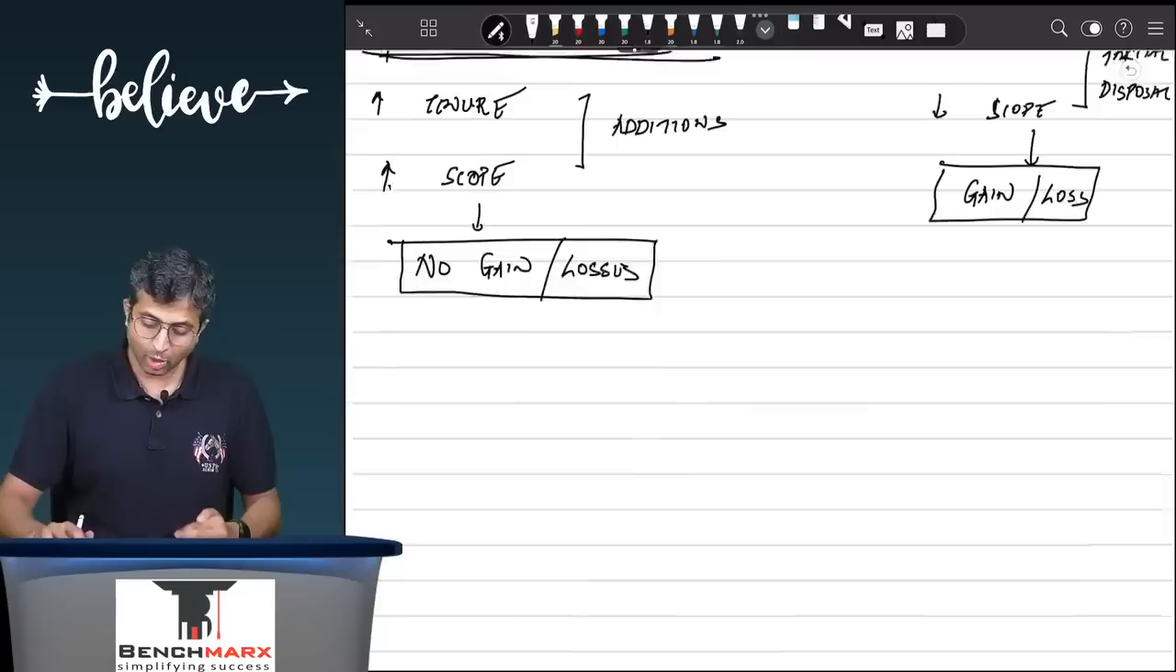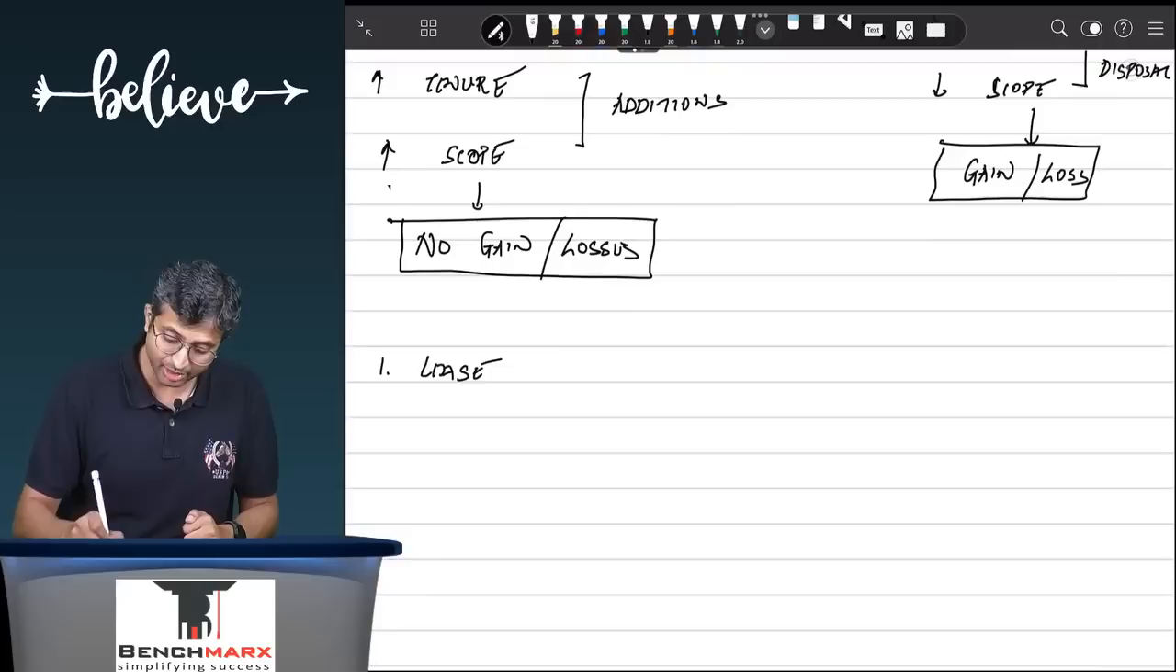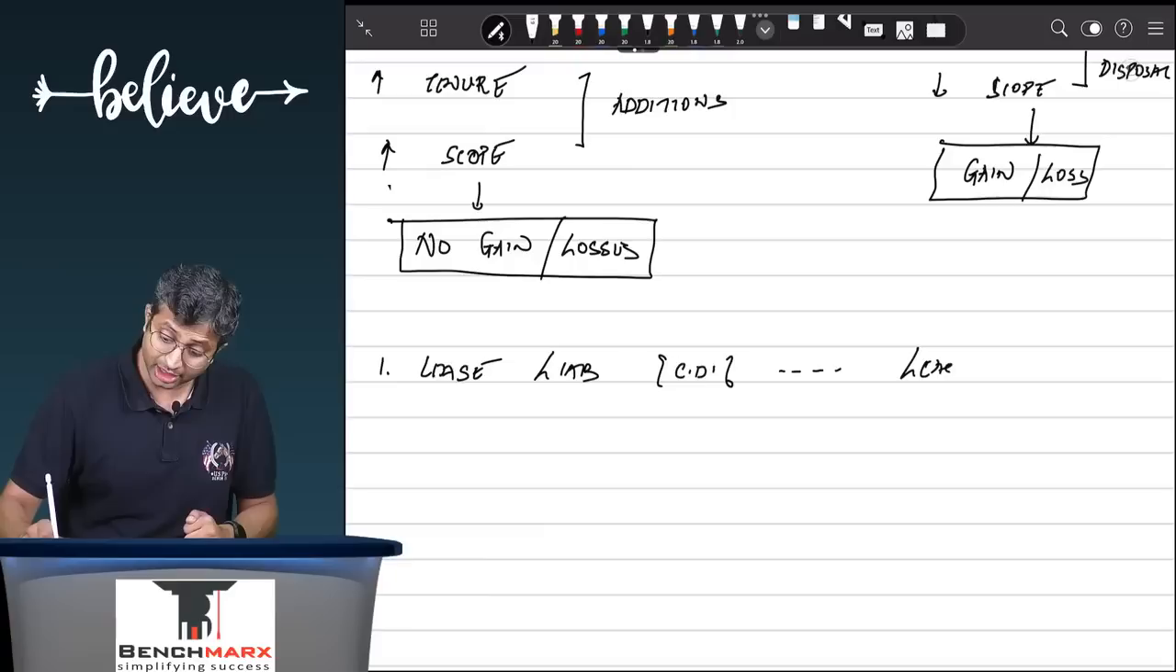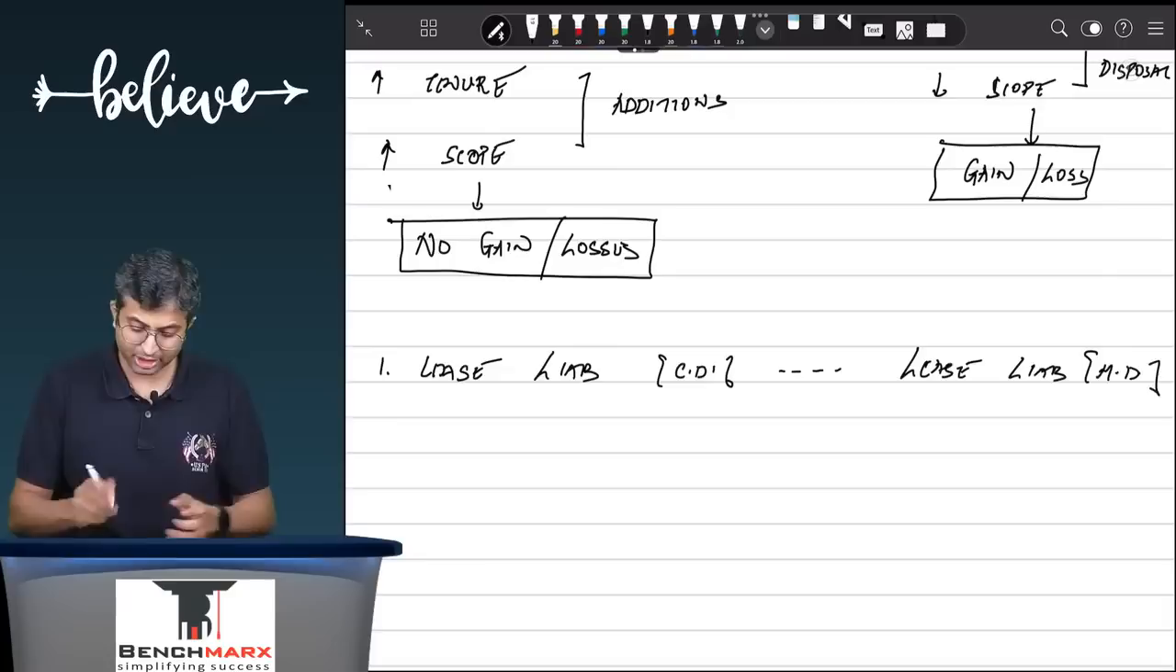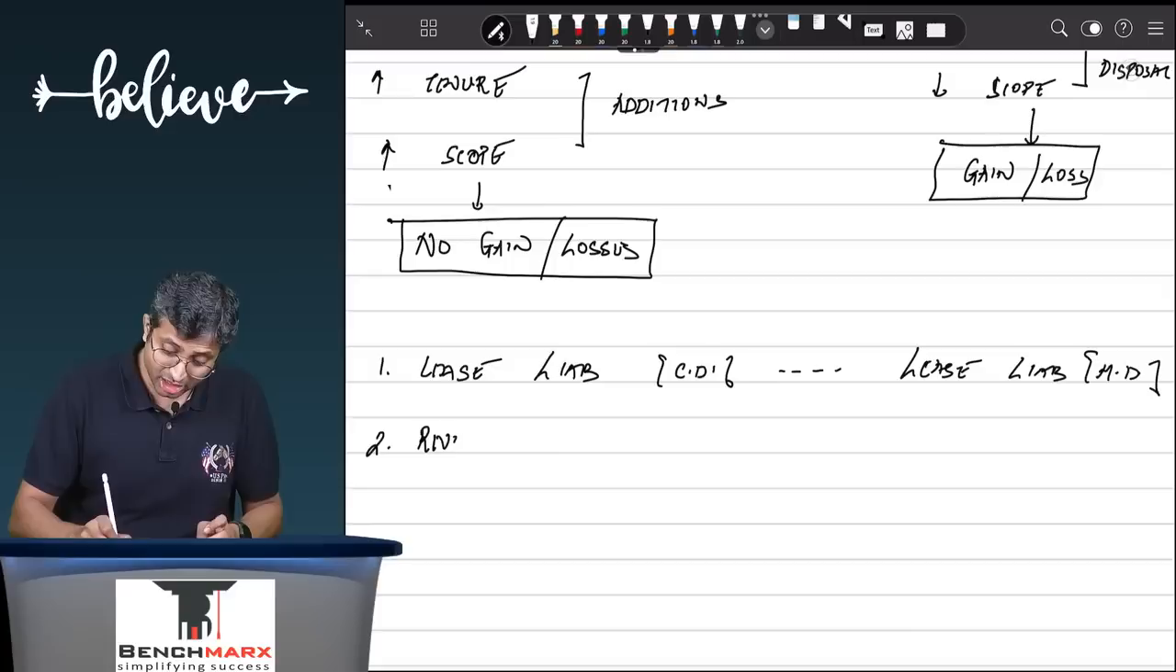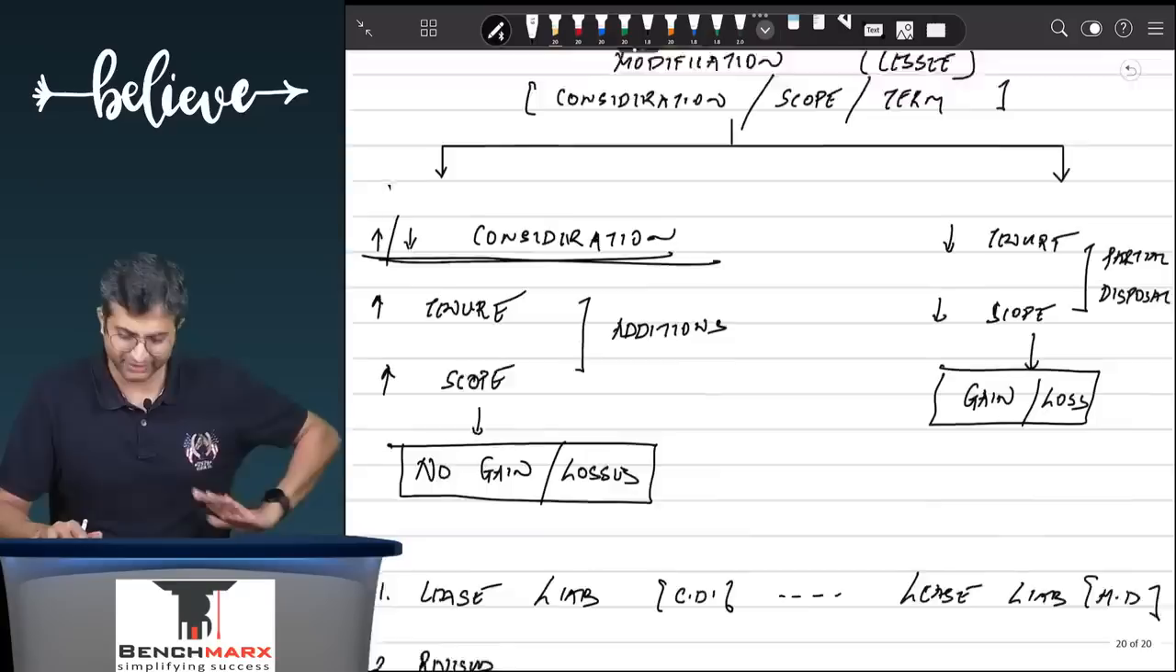Now, what are the typical steps? You will first find the lease liability at the commencement date, and then use that to find the lease liability in your books at the date of modification. You can prepare an amortization table for that. Second, you will try to find the revised lease liability, usually, at least in the cases on the left hand side.